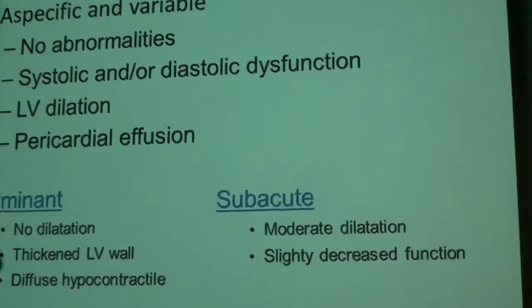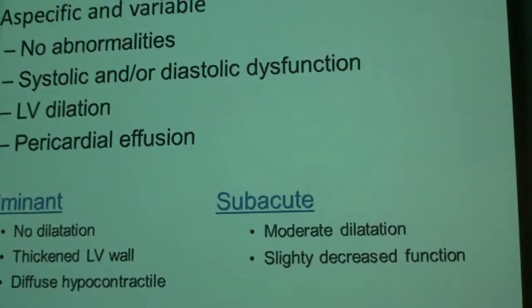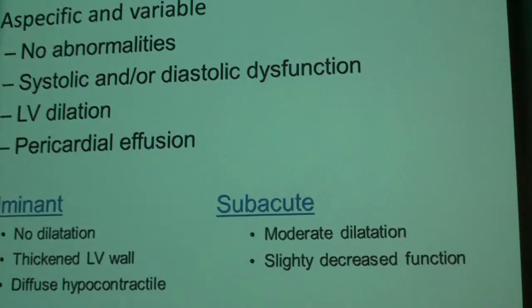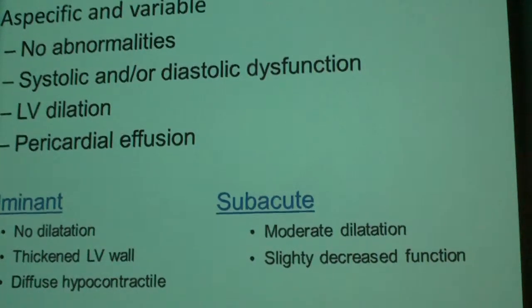There are no specific abnormalities. They may have systolic and/or diastolic dysfunction. They may have a dilated left ventricle, or they may have pericardial effusion. But all these are very aspecific, and we know if it's fulminant, if it happens very quickly, then the heart doesn't work at all. So there's no dilatation. Dilatation is usually the fact that it's chronic, and then the heart needs to work harder, and then the heart remodels and dilates.